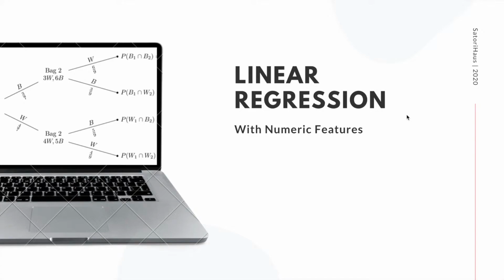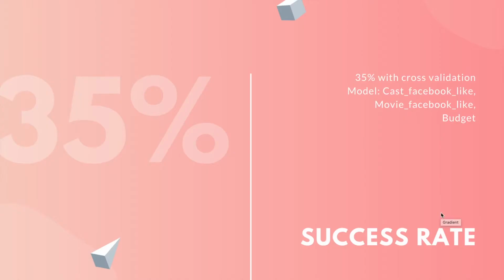So in order to predict this, we used linear regression, and all the features we use to predict the profit are numeric features, so we're not doing any encoding. We're just using the clean database and dropped all the null values to do this. And the model resulted in a 35% success rate with cross-validation. For the model, I included cast Facebook likes, movie Facebook likes, and budget as the features.